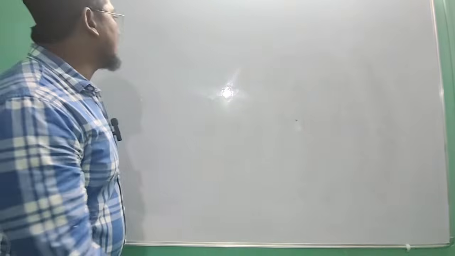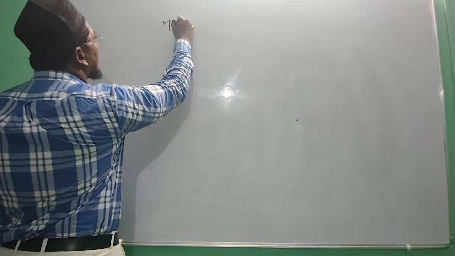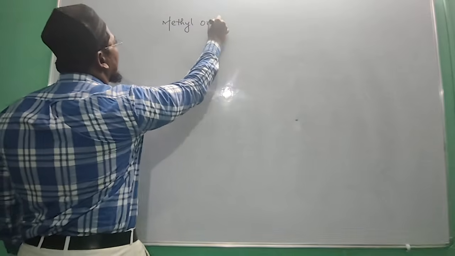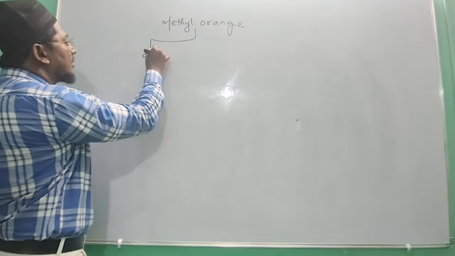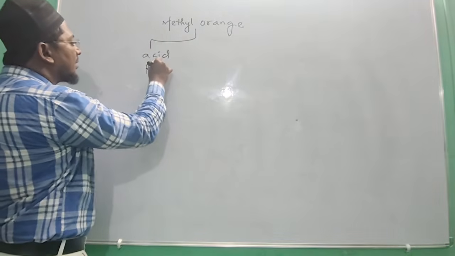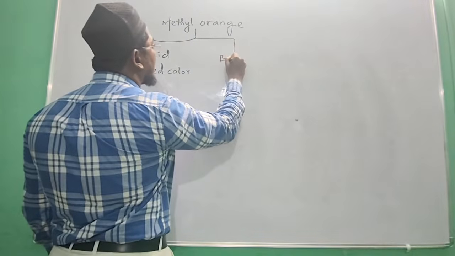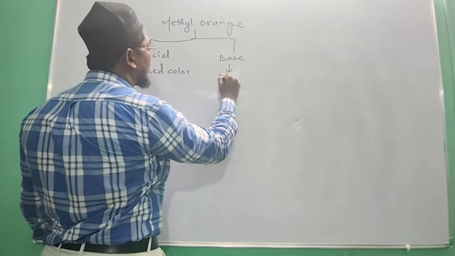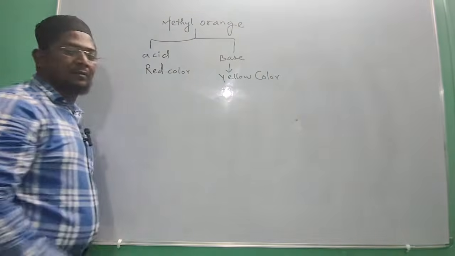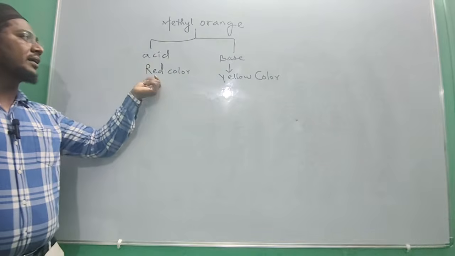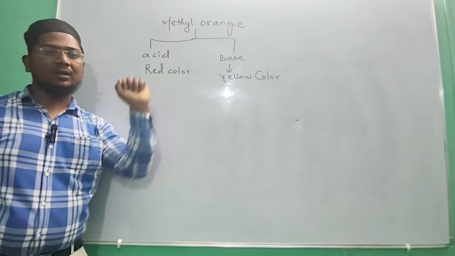Now we will see the synthetic indicators. The first one is methyl orange. Methyl orange added to acid gives red color. Methyl orange added to base gives yellow color.